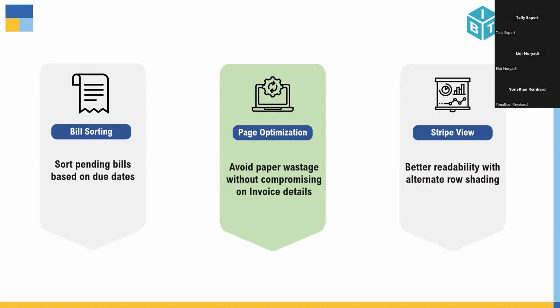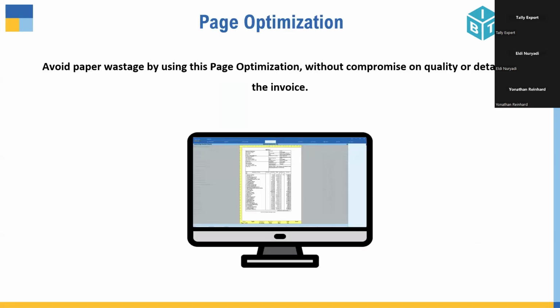Now, let's look at the second highlight feature in TallyPrime Release 5.0. Page optimization. With this feature, we can now reduce the consumption of paper whenever we print a long list of invoices. By using the page optimization feature, we can still have all the details of quantity and all information that we need in the invoice while saving the paper and any cost associated with printing the invoice.